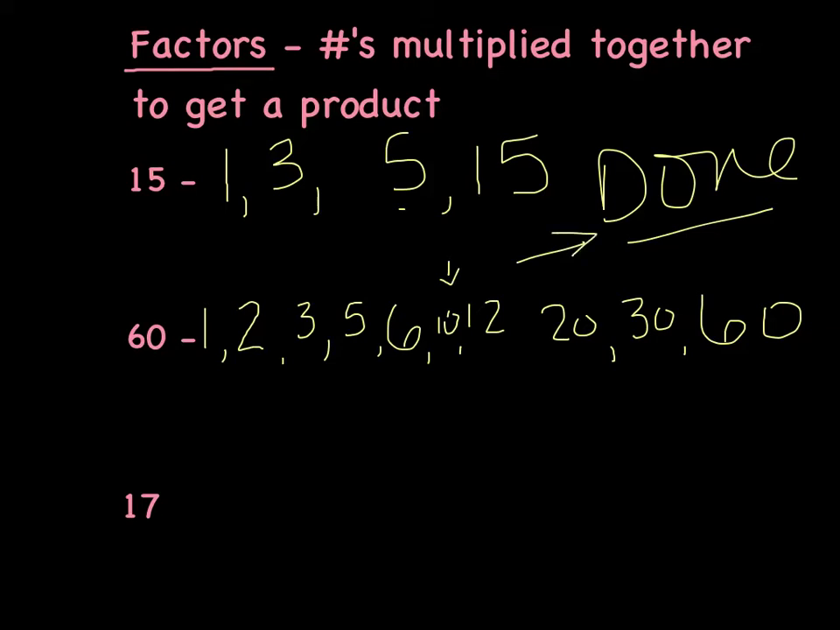The next number, 17. This one is special. 17 has the factors 1 and 17, which means it only has 2 factors, which makes it a very special kind of number that we're going to talk about on the next slide.